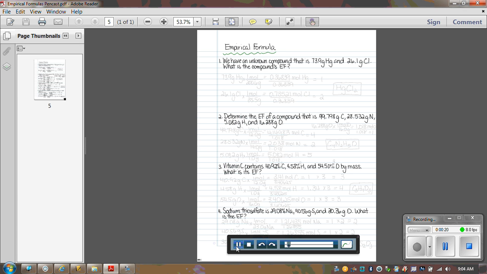So we're going to always start with our givens, which are 73.9 grams of mercury. You need that value to be in moles. So the first thing we're going to do is convert that into moles. The molar mass of mercury is 200.6 grams. When you divide that out, you're going to get 0.36839.